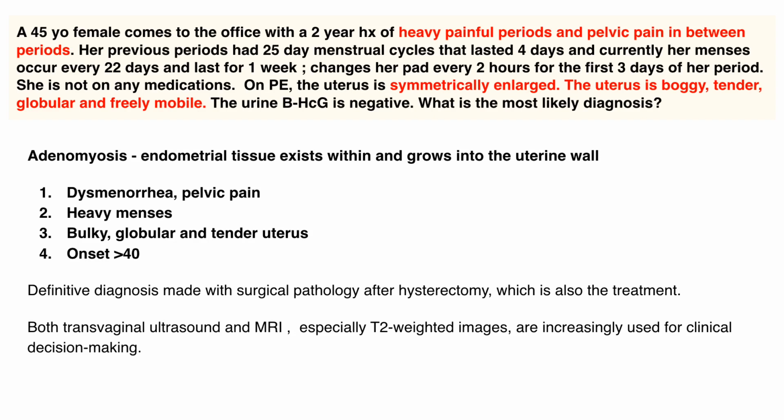So our patient here has adenomyosis, in which endometrial tissue exists within and grows into the uterine wall. This causes dysmenorrhea, pelvic pain, heavy menses, and a bulky, globular, tender uterus, and usually the onset is when you're older than 40. Definitive diagnosis is made with surgical pathology after hysterectomy, which is also the treatment. Both transvaginal ultrasound and MRI, especially T2 weighted images, are increasingly used for clinical decision making.